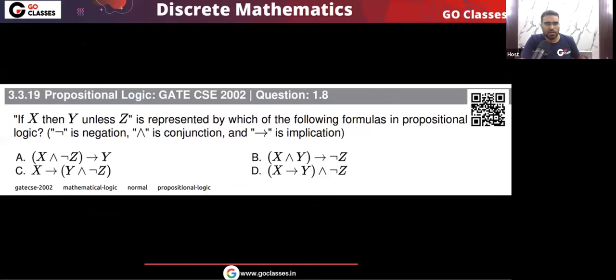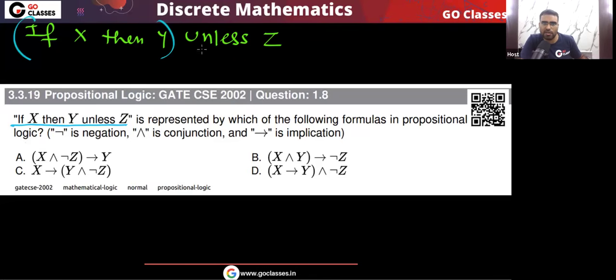Okay. Now let's solve this GATE 2002 question. If X then Y unless Z is represented by which of the following formulas in propositional logic? Very simple. We have already seen this. If X then Y unless Z. Remember, the correct thing is that this is one part and this is another part.